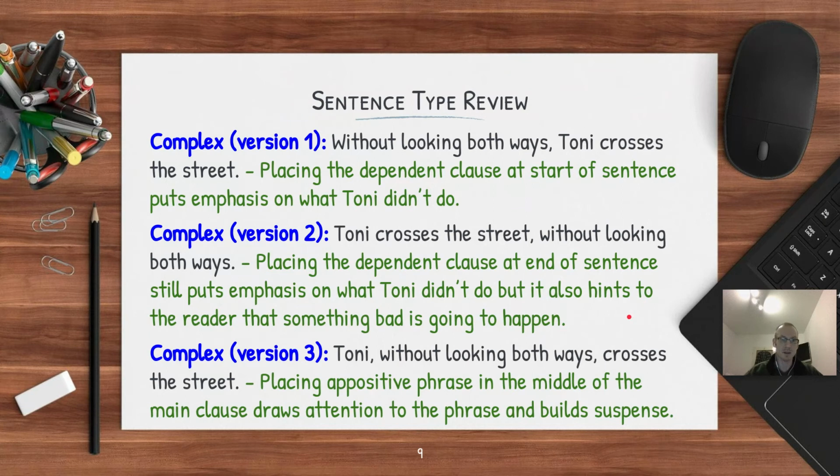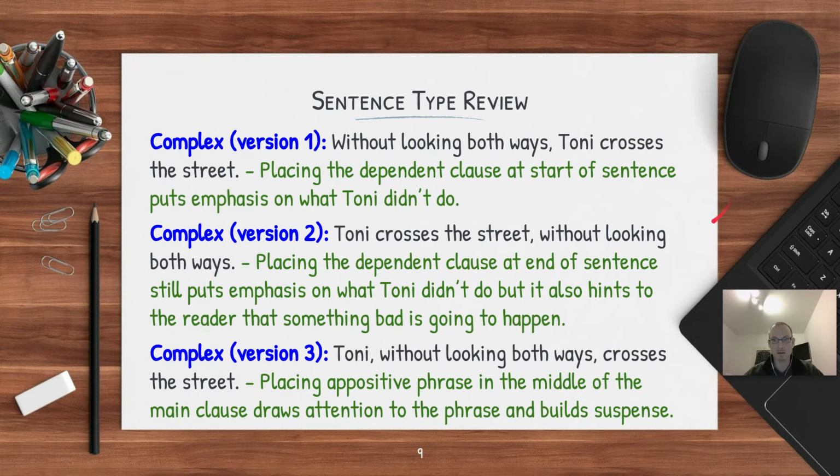Then you have the third type of complex sentence, which is where you take that fragment with a dependent clause and you put it in the middle of the actual clause, right? The main clause. So Tony, comma, without looking both ways, comma, crosses the street. This putting the fragment, surrounding it with commas and putting it in the middle of a full sentence already is called an appositive phrase. Right, so placing the appositive phrase in the middle of the main clause draws attention to that phrase, right, without looking both ways, and also builds suspense.